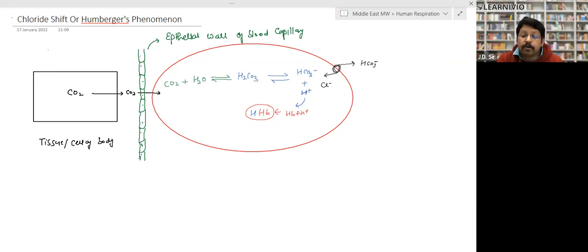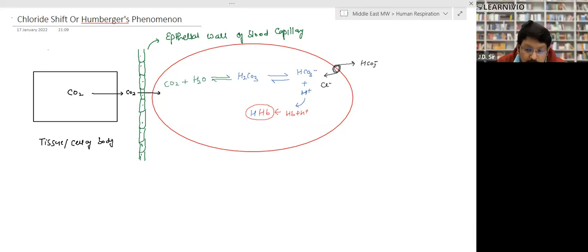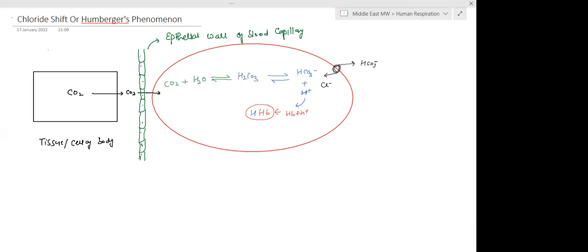Because of the entry of the chloride, water will start moving inside the cell, and in this way, the cell will swell. This is called the chloride shift phenomenon, or the Hamburger phenomenon. Is it clear or not? Yes. Sir, can you please explain it again? You want me to explain it again? Sir, the last part. The last one.